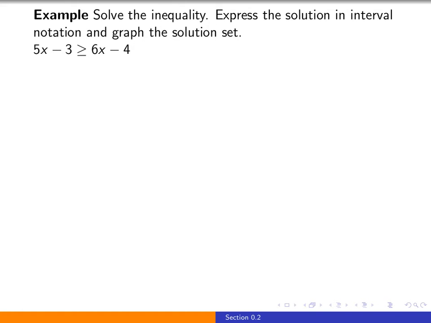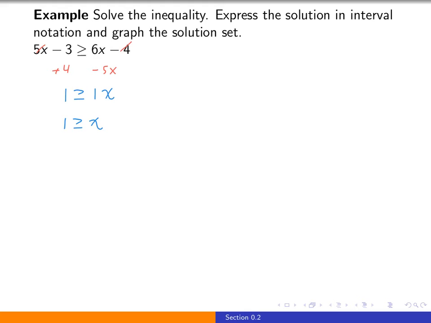So in this case, what we could think about doing is subtracting 5x from both sides and adding 4 to both sides. When we do that, on the left, 5x minus 5x, the 5x we have there cancels. Minus 3 plus 4 is a 1. And on the right-hand side, we've added 4, so minus 4 plus 4 goes away. 6x minus 5x is 1x. So what we end up with is 1 bigger than or equal to x.